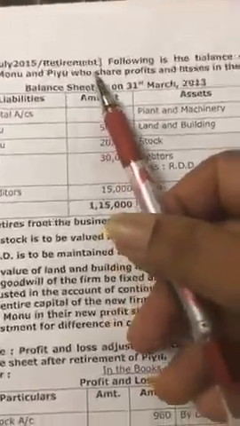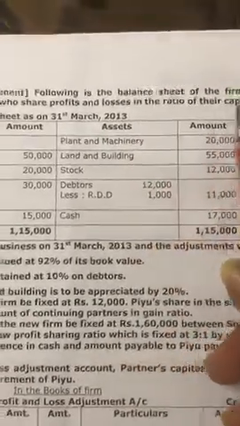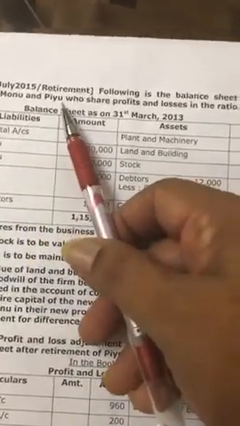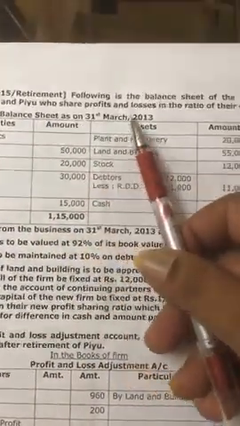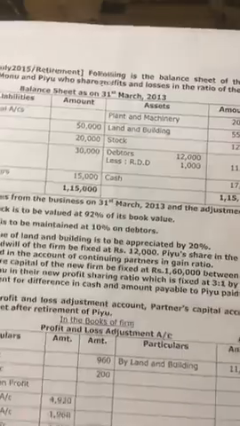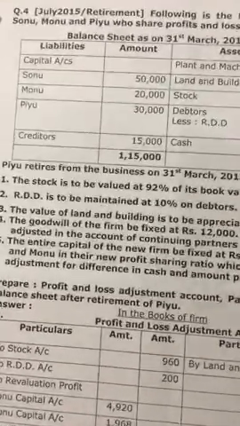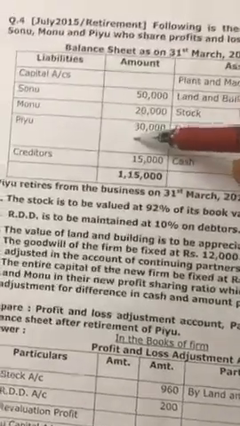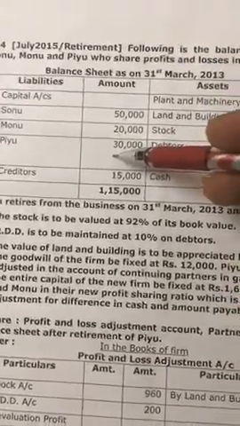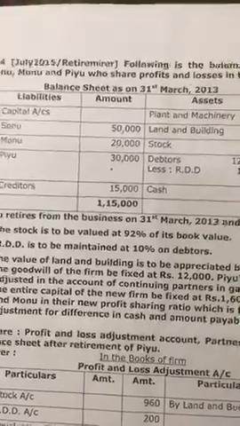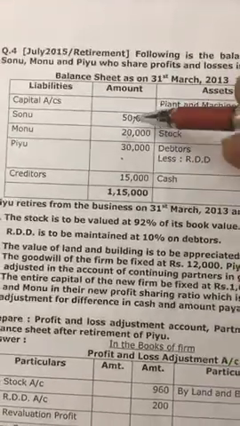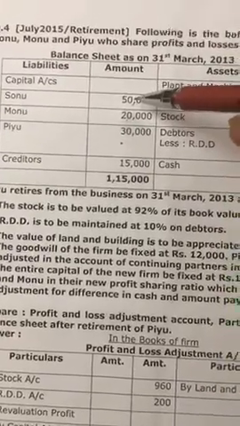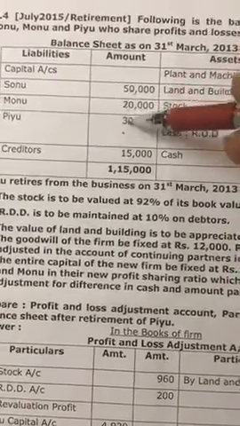July 2015 retirement. Following is the balance sheet of the firm of Sonu, Monu, PU, who share profits and losses in the ratio of their capitals. So ratio of capital means this capital, 5:3:2. Profit sharing ratio is given, which is as per the capital contribution. So you must find out the new ratio of all partners, that is 5:3:3.